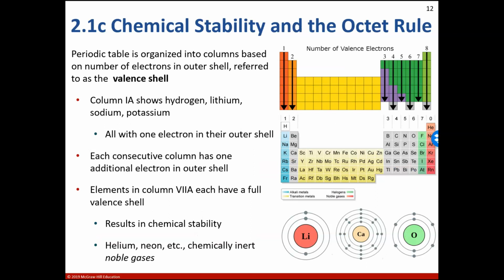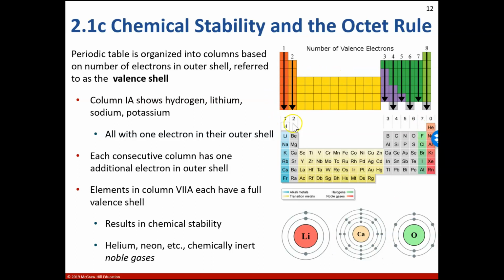All right, our chemical stability and octet rule here. We look at our periodic table and it's very organized. It's been organized into columns based on the number of electrons in its outer shell. And this is referred to as a valence shell, meaning if we look at the photos down here, this last shell here is the valence shell. But we have, let's see, 1, 2, 3, 4 orbitals here for calcium. So this last one is still the valence shell.